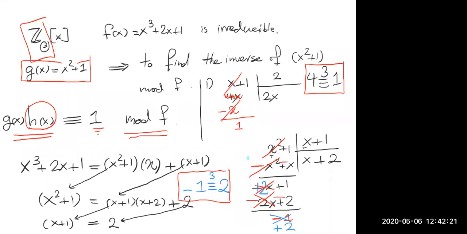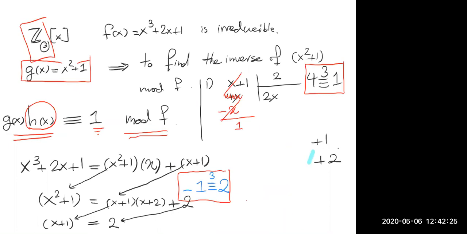The point is that I should still continue the division. I should multiply 2 by something to cancel 1. What is the number that if I multiply 2 by that number, it would cancel 1? Does anyone know the answer?